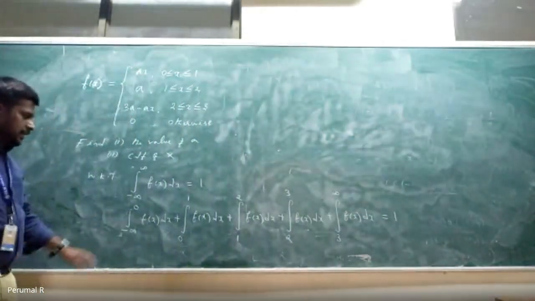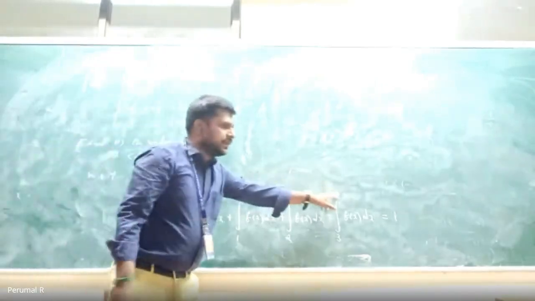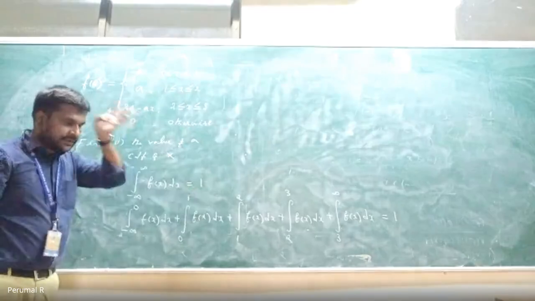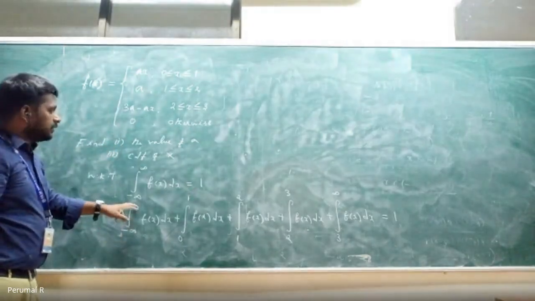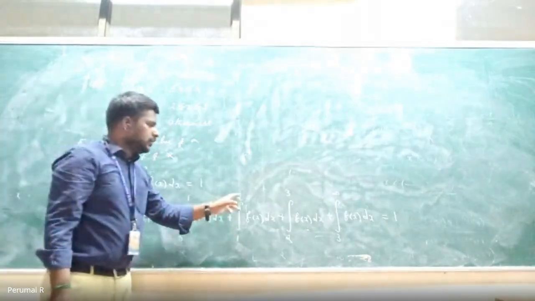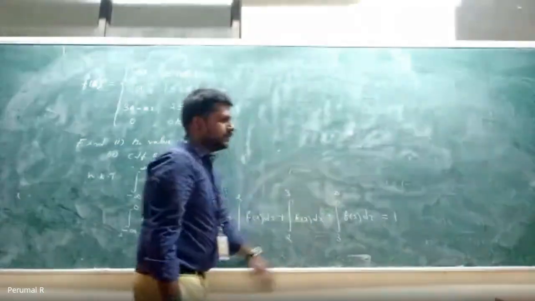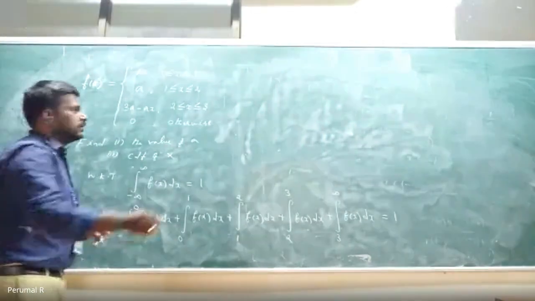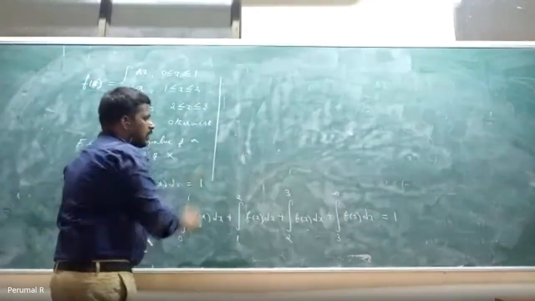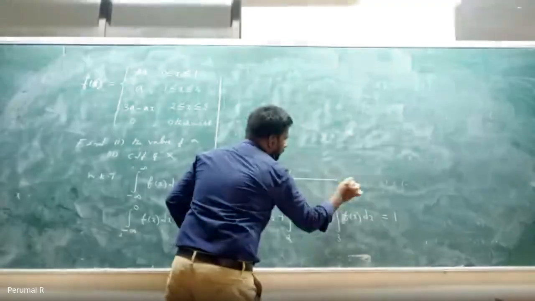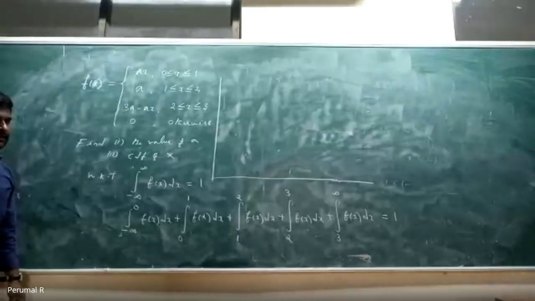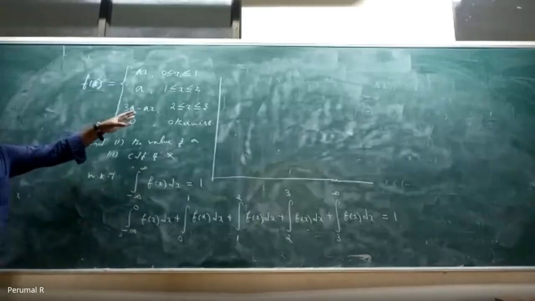Is it clear? So minus infinity to infinity, according to the given condition, we have to divide into some number of intervals: minus infinity to 0, 0 to 1, 1 to 2, 2 to 3 and 3 to infinity. Now we have to substitute one by one here. What is your function value for this? What is the function value for minus infinity to 0 of f of x dx? 0, sir.